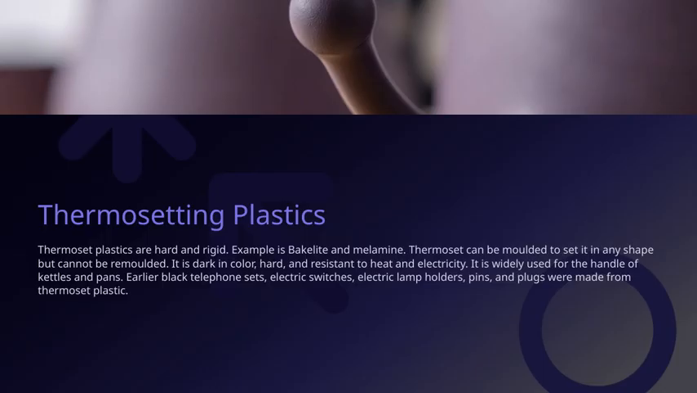What's interesting about thermosets is that they can be molded into any shape you want, which makes them very versatile during manufacturing. However, once they are set, they cannot be remolded or reshaped like some other plastics. They are typically dark in color, and their hardness, combined with resistance to heat and electricity, makes them very useful in practical applications. For instance, you'll often find thermoset plastics used for the handles of kettles and pans because they don't get hot easily and provide good insulation.